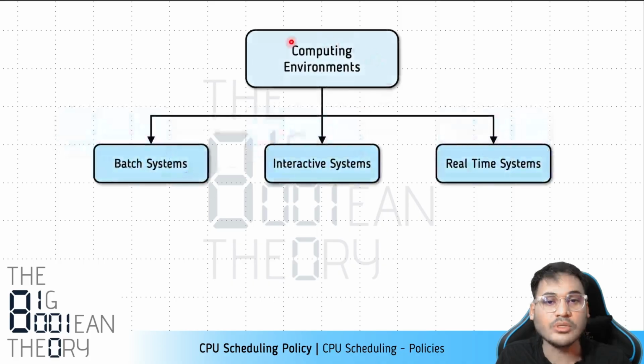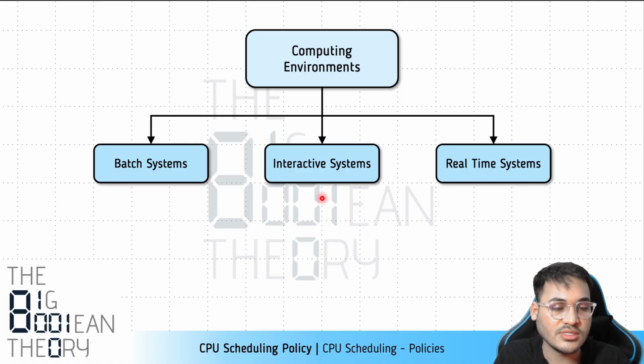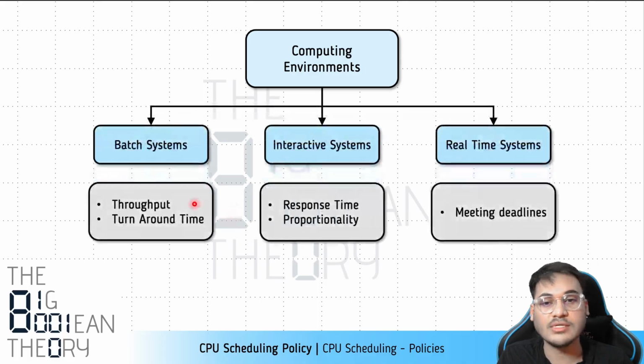Accordingly, we talked about three different kinds of computing environments: batch systems, interactive systems, and real-time systems. In batch systems, we have a bunch of jobs that are submitted, but there is no user waiting for the response immediately. In interactive systems, the user is using the system on a continuous basis, so they want a good response time. And real-time systems are a slightly different kind of system, where the inputs are coming in real time, and the response should be produced within a given deadline.